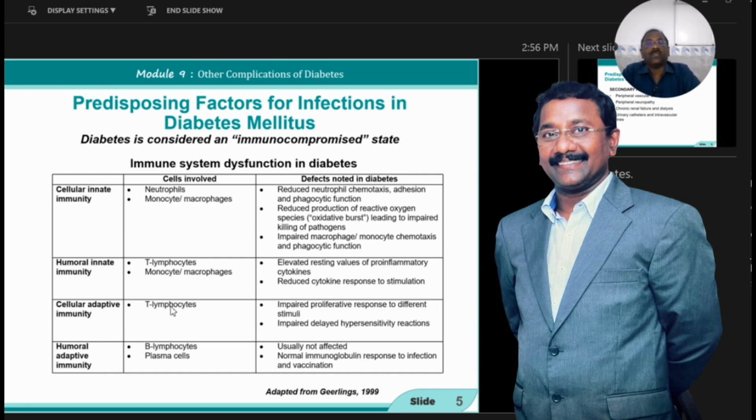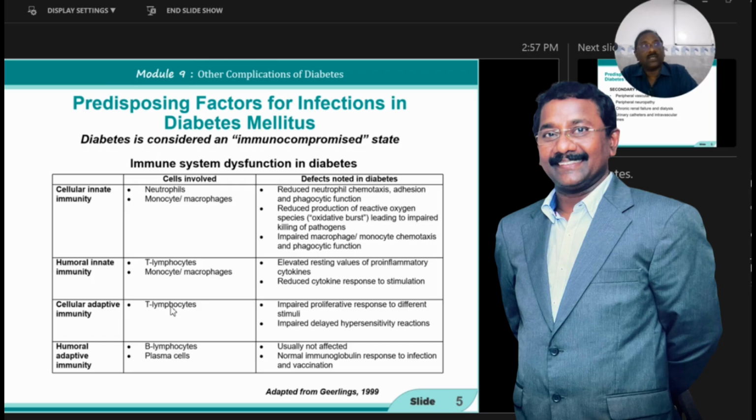That is the reason diabetes is also considered an immunocompromised state. So what are the immune system dysfunctions? They have cellular innate immunity, humoral innate immunity, cellular adaptive immunity, and humoral adaptive immunity. All these things are involved in the causation of infections in diabetic individuals. The cells involved in cellular innate immunity are the neutrophils, monocytes and macrophages. The defects noted in diabetes are reduced neutrophil chemotaxis, adhesion, and phagocytic function. There will be neutropenia in some of these patients.